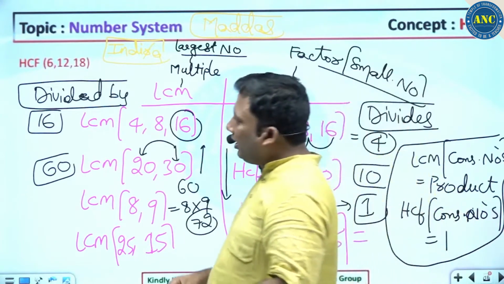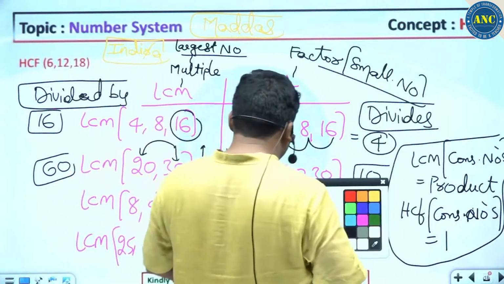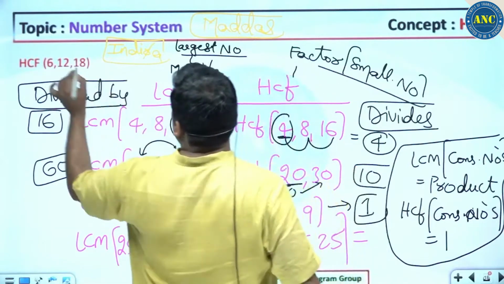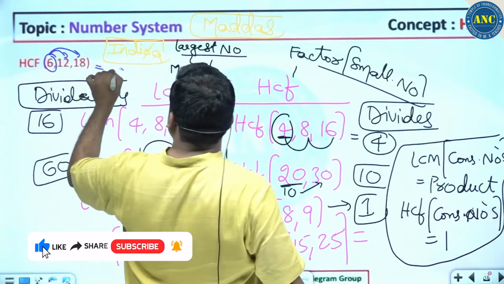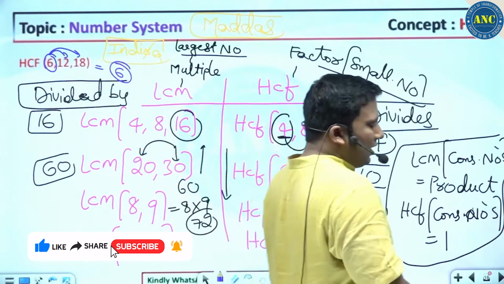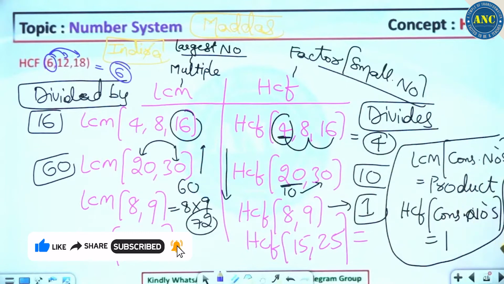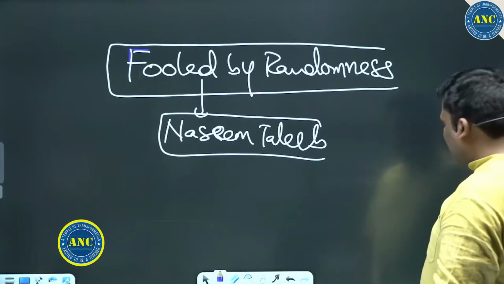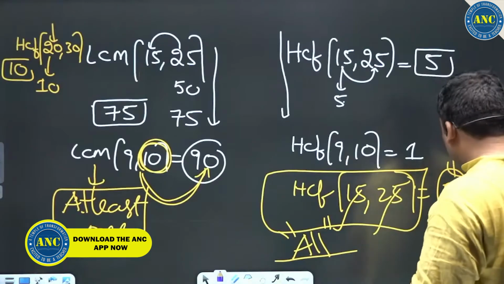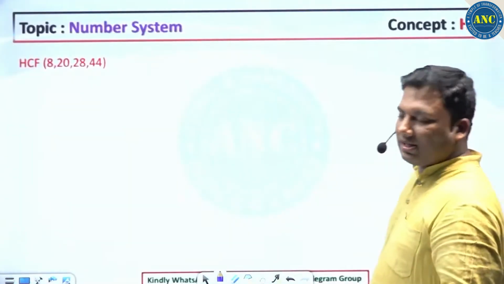HCF of 6, 12 and 18. HCF means we will take the smallest number. 6 2s are 12, 6 3s are 18. So the answer is 6. The smallest number should divide every other number. I am discussing concepts also.